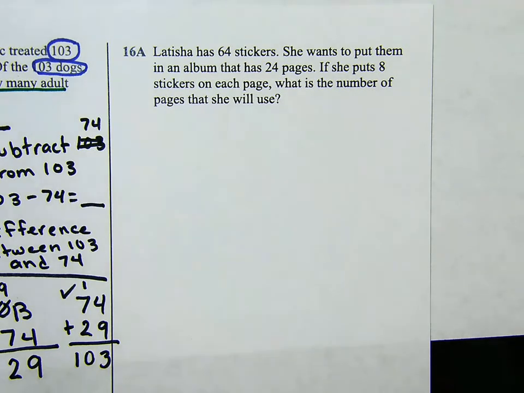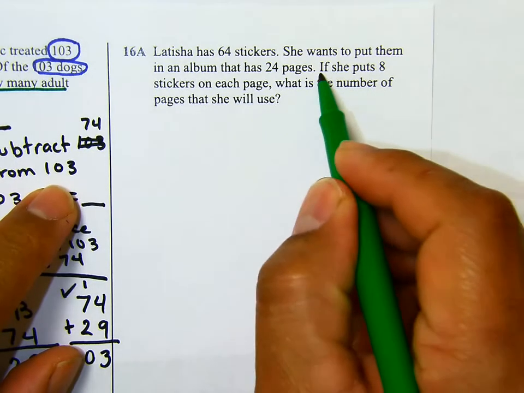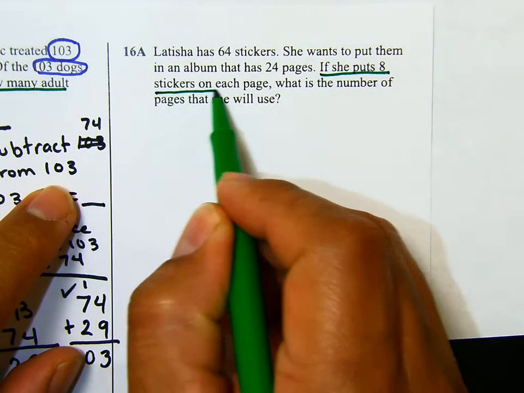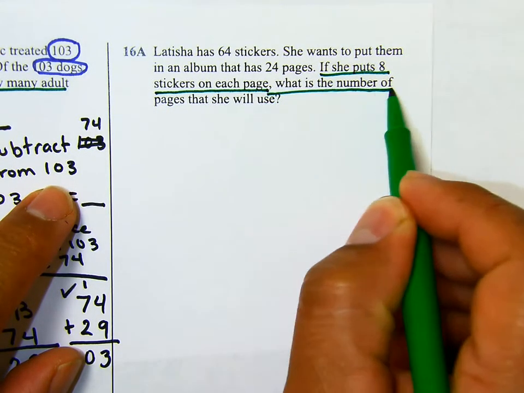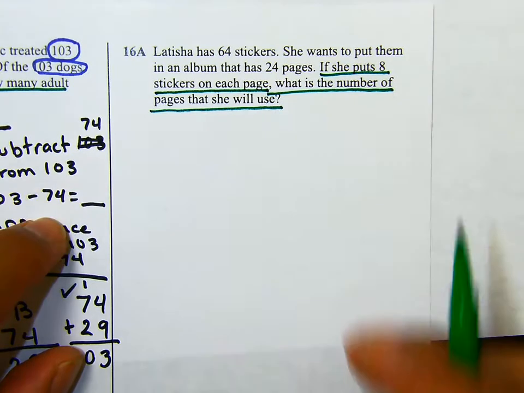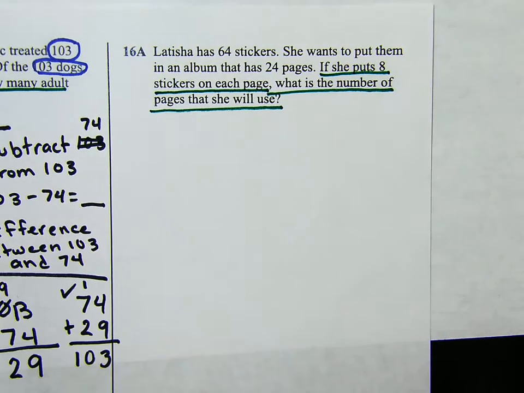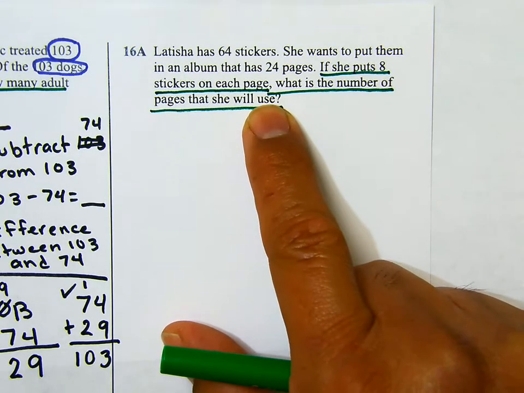All right, so once we read the word problem, our next step is to underline the question, what is being asked. If she puts 8 stickers on each page, what is the total number of pages she will use? All right, so now we have to find information that we need to solve to answer that question.